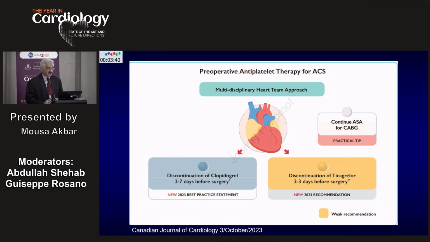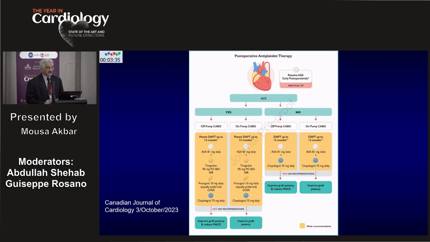You can stop the ticagrelor 3 days and clopidogrel 5 days before surgery. And this is a new recommendation, ladies and gentlemen. Patient post-CABG, resume aspirin as early as possible post-operatively. And if the patient had acute coronary syndrome, either off pump CABG or on pump, you give dual antiplatelet therapy up to 1 year. And this is to improve the graft patency as well as reduce MACE. So this is considered new in comparison to the 2018 guidelines.